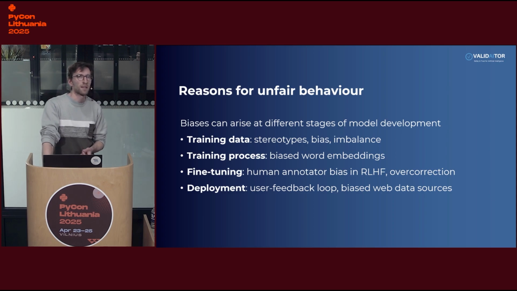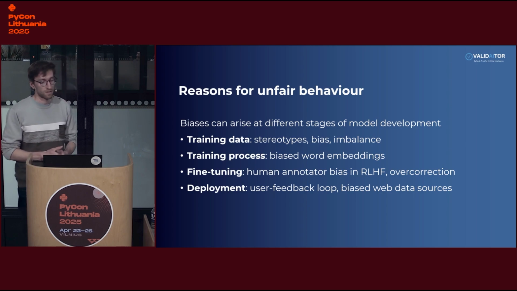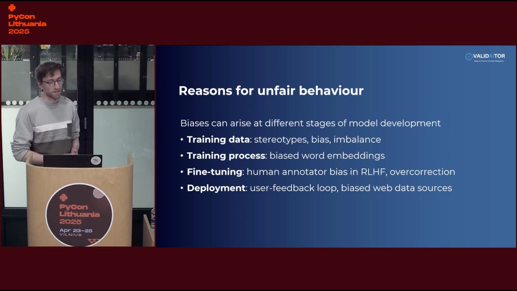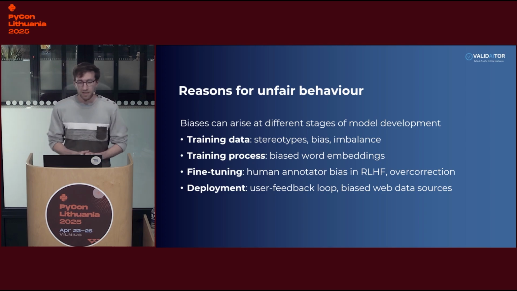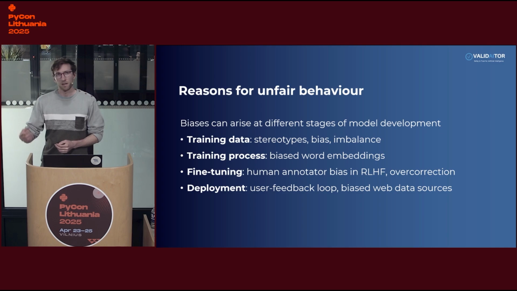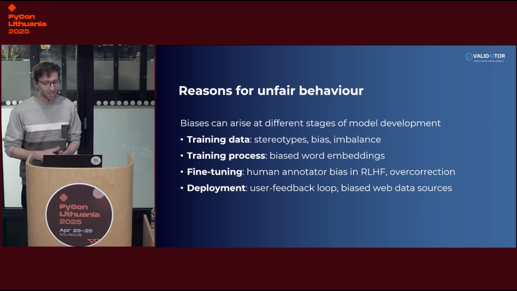And maybe also one slide about the reasons why these models are unfair. There are different reasons for this. This unfair behavior can occur at different stages of my model lifecycle. Either my training data is biased because it contains some stereotypes or it's imbalanced across the different groups. But also during the training process, this can happen because we use biased word embeddings. Usually you have a fine-tuning stage of your model where you use some human feedback loop and use reinforcement learning. And as humans are also biased, this can also bias the model.